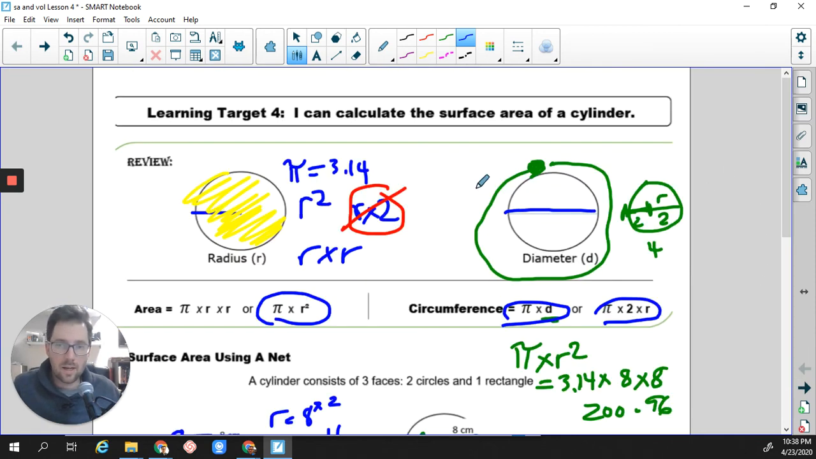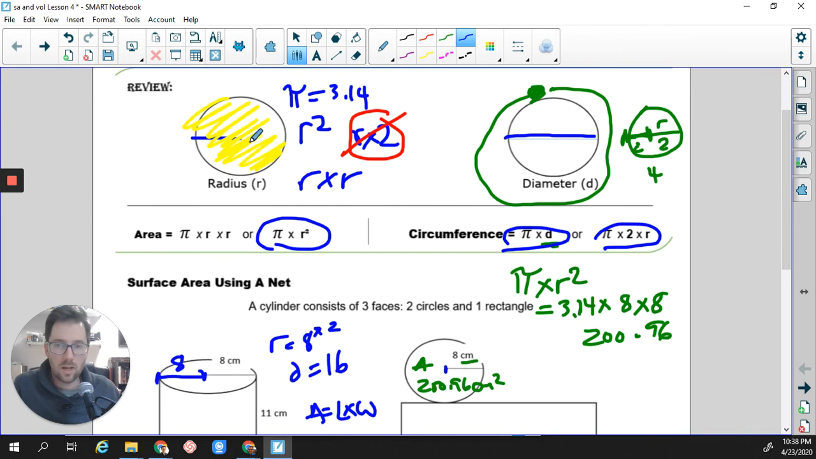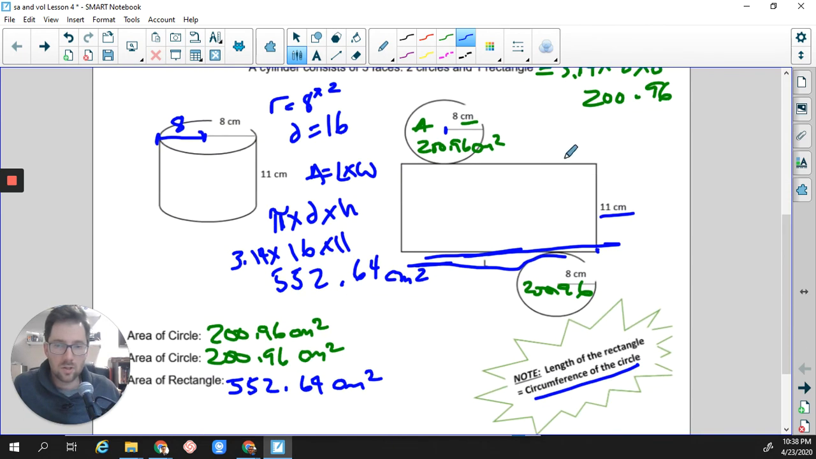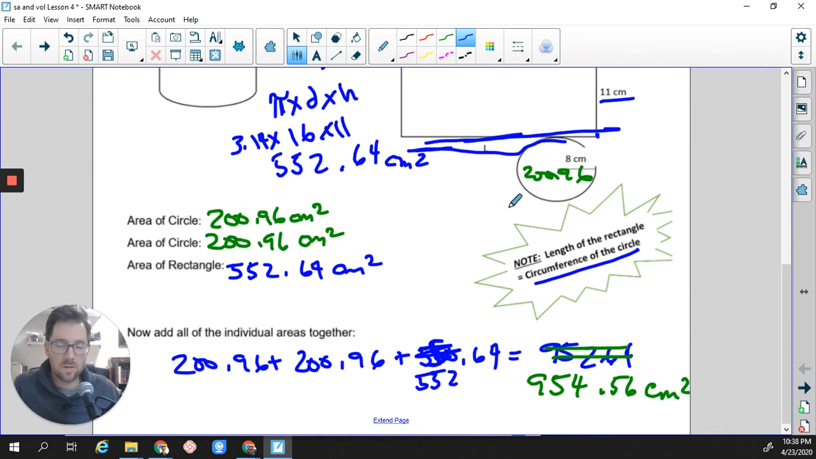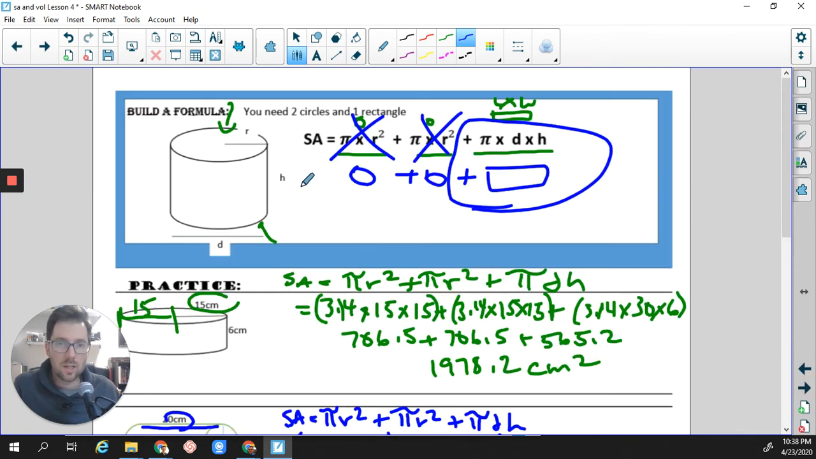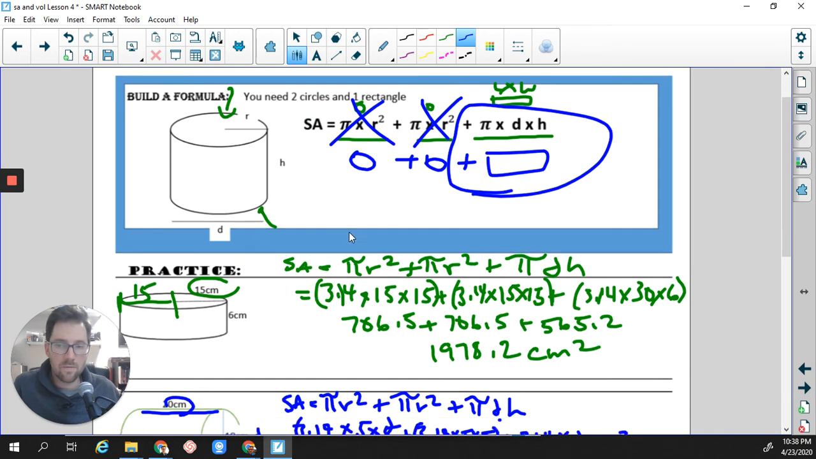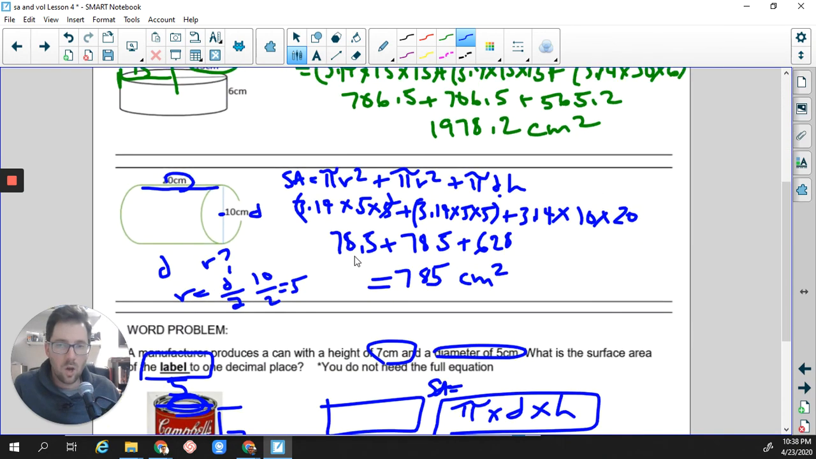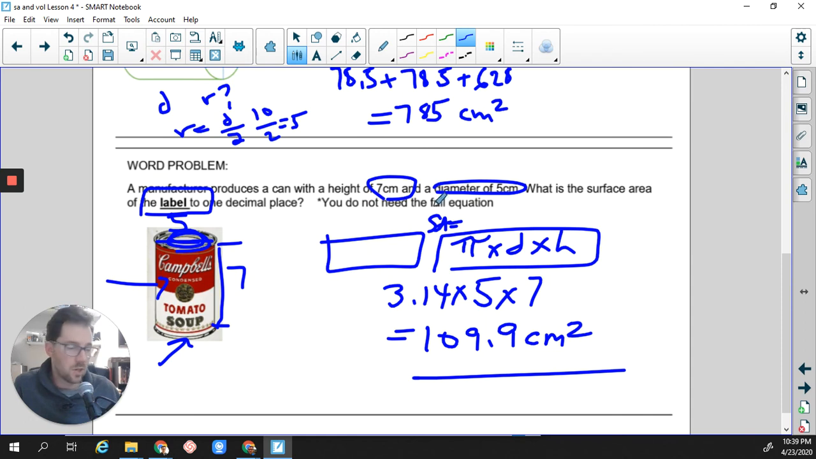Hopefully that wasn't too bad. We've got a circle and a circle and a rectangle. We just need to figure out the surface area of each of them. You can utilize nets if you want. You can utilize the formula if you want. Whatever you think works best for you.